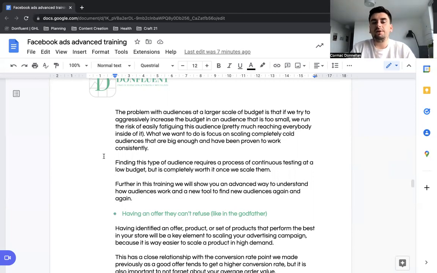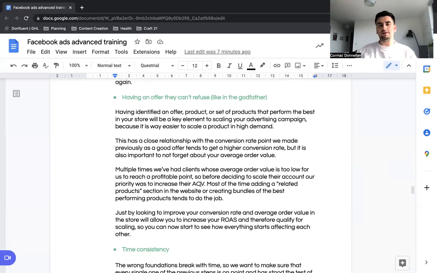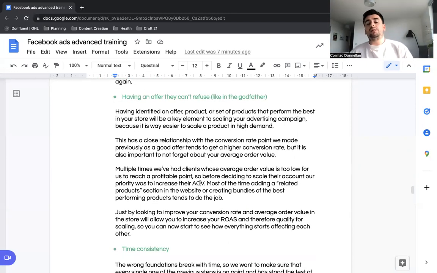Finding this audience, as we said, requires that process of continuous testing. Further in this training, we'll show you an advanced way to understand how audiences work and a new tool to find audiences again and again. So that's the second part.